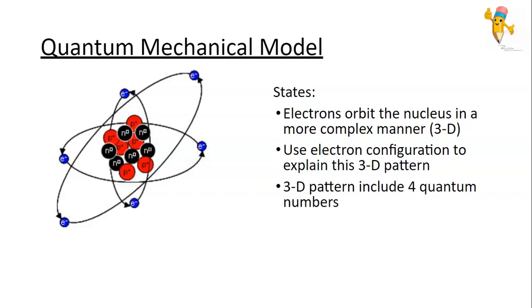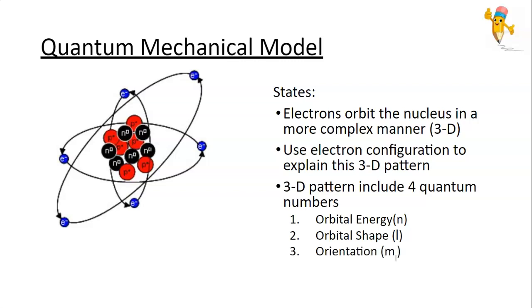And then there are 4 quantum numbers that we're going to look at with this. The first one is the orbital energy, which is labeled as N. That's again our rings. There's the orbital shape: S, P, D, and F. There's orientation, and then there's spin. So we're looking at: which energy level is the electron on? Which shape is it in? How is it oriented in that shape? And then how is it spinning?